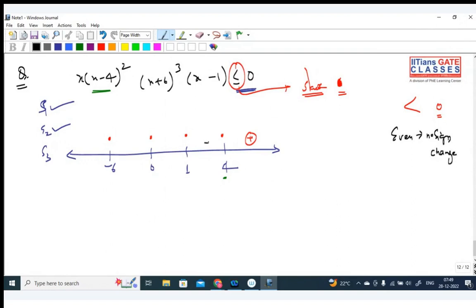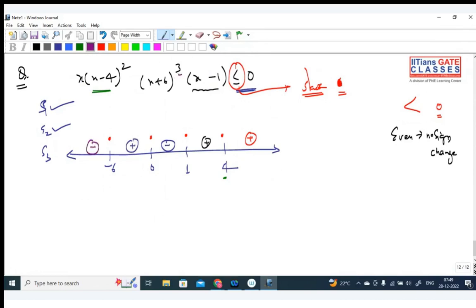Okay? Now you go to 1. The power of x is what, guys? Here the sign changes now. The sign will change. Next you go to 0. Here the sign is going to change. Now again you switch to minus 6. Here the sign will change because the power is odd here. So this will be minus.